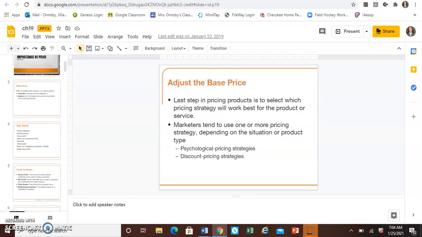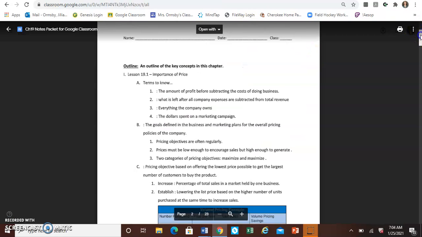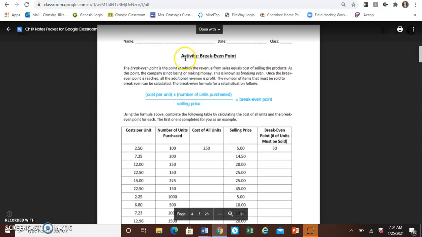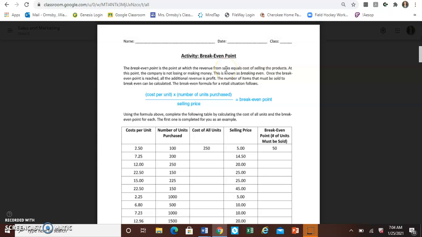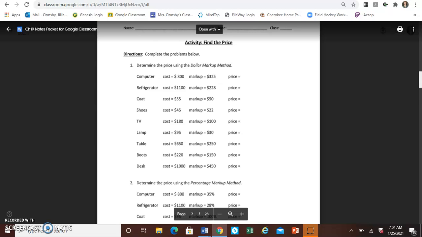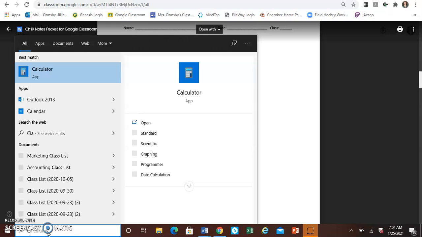For today, when we practice how to determine what the base price is going to be, if you go to our packet, we're going to be doing some different calculations. Now, in our last lesson, we learned the break-even point. Remember, that was the number of units we needed to sell before we started making a profit. But now we're taking that to the next level. We're figuring out what our base price is going to be. So for the dollar markup, I'll take out my calculator just to demonstrate.